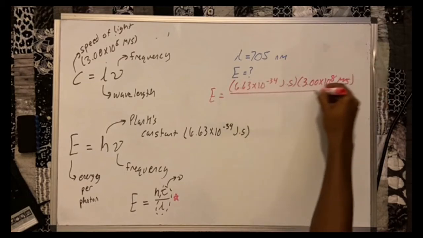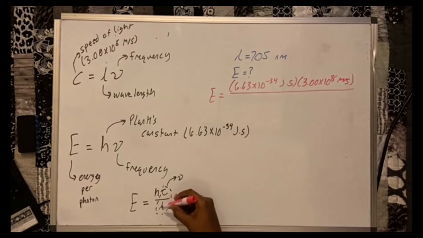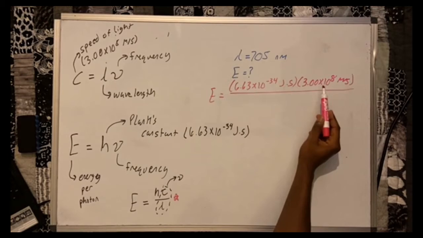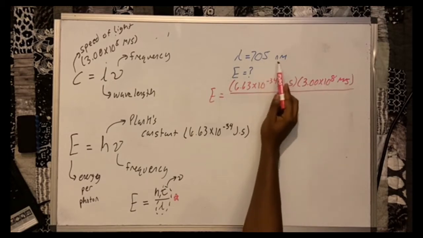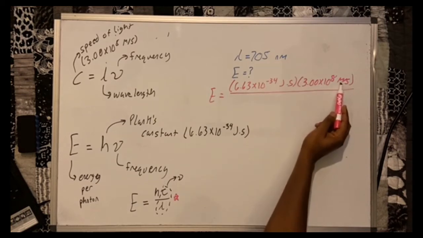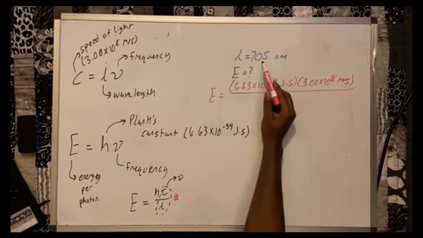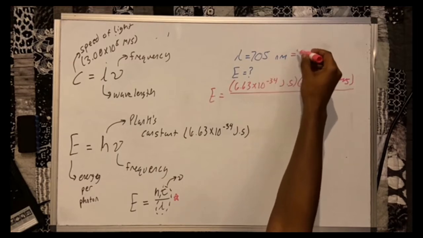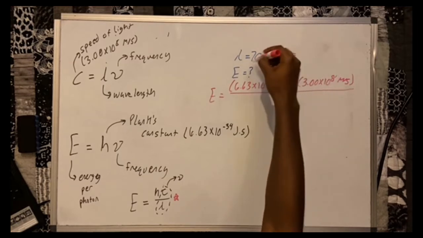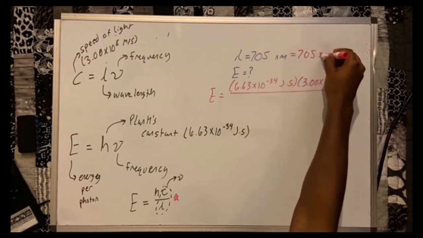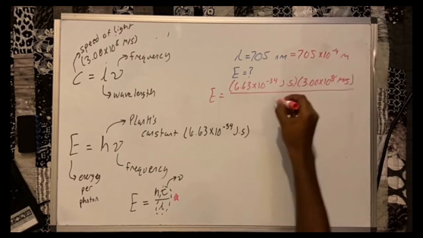Okay. So I go plug in my lambda, and the main mistake people make here is that the C value and your lambda value have to agree in units. So here it's in nanometers, but in my equation I put my speed of light in meters per second. So I need to put this in meters. I go to my conversion thing, and remember that a nanometer is times 10 to the negative 9 meters. So this is 705 times 10 to the negative 9 meters. Okay, so that's what I put here.